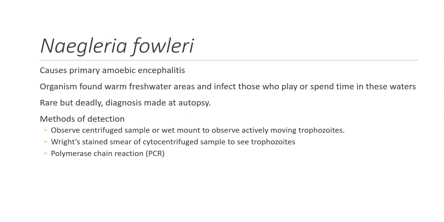As methods of detection, you can observe a centrifuge sample or a wet mount to observe actively moving trophozoites. And I encourage you to go out on the internet and find a little video that shows the movement. With a Wright stain smear of a cytocentrifuge sample, you can also see the trophozoites, but of course they're fixed on the slide and they're not moving. And polymerase chain reaction tests are now available for a confirmatory diagnosis.